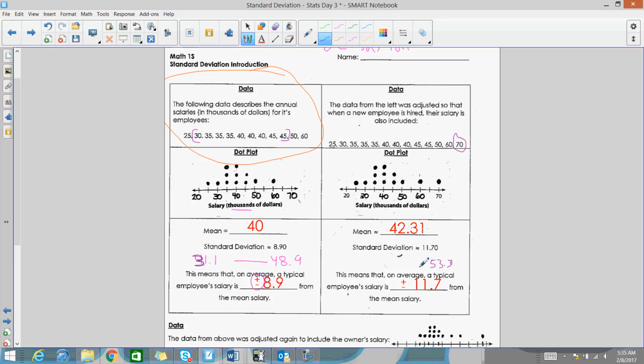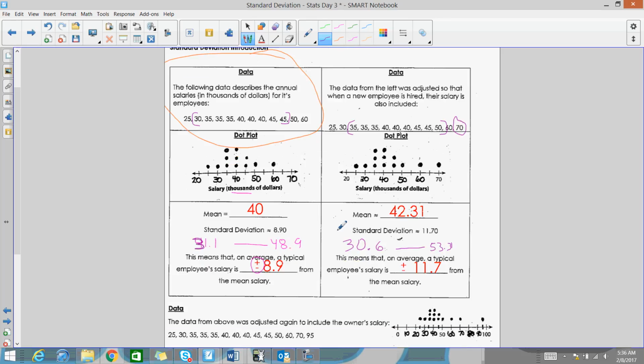53.31. That's on the high end because you're adding 11.7. And then if you subtract 11.7, this is going to be basically like 30.6. If you look, that should make sense. 30.6, that actually does not include the 30 anymore. And here. So, again, the majority of people fall in between the standard deviation, the plus or minus 11.7 from the new average. All right.